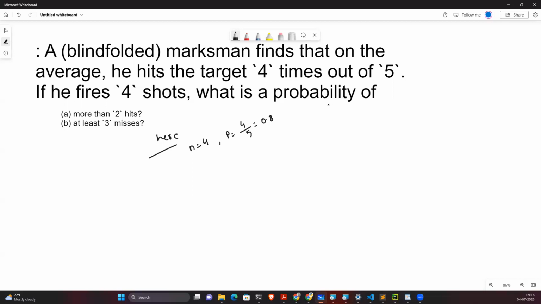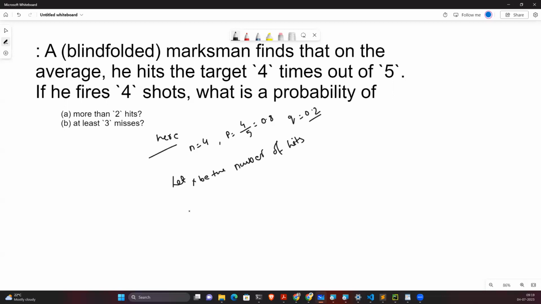Now, more than 2 hits, right? Q is the outcome we are looking for, the failure. He misses 20% of the time, so q is 0.2. Okay. Now let X be the number of hits, like he is achieving the target. Now what will be the probability?